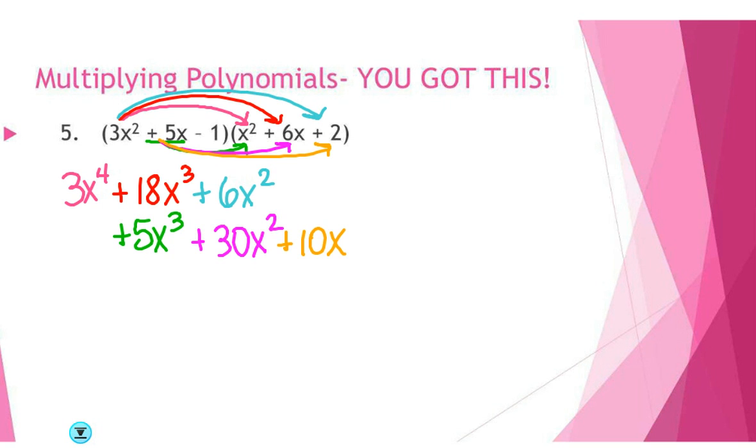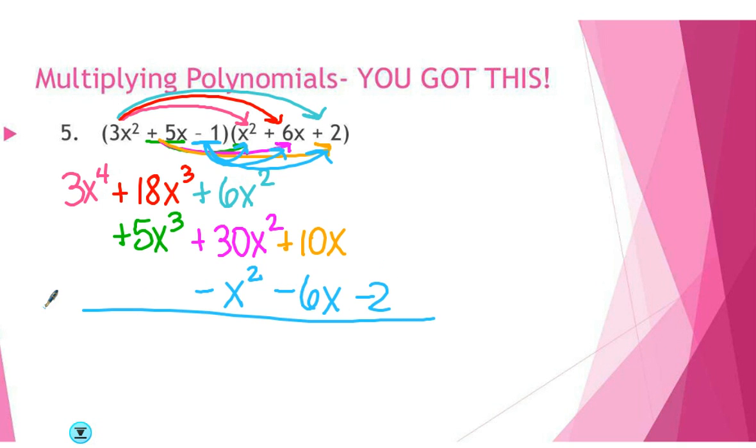Okay, now we got to get weird one more time. We got to distribute this -1 to everybody. All right, -1 times x squared. That's a -1x squared. So I'm going to line it up with my x squareds. -1 times 6x is a -6x. -1 times 2 is -2. Whoa! Then I can combine them all together.